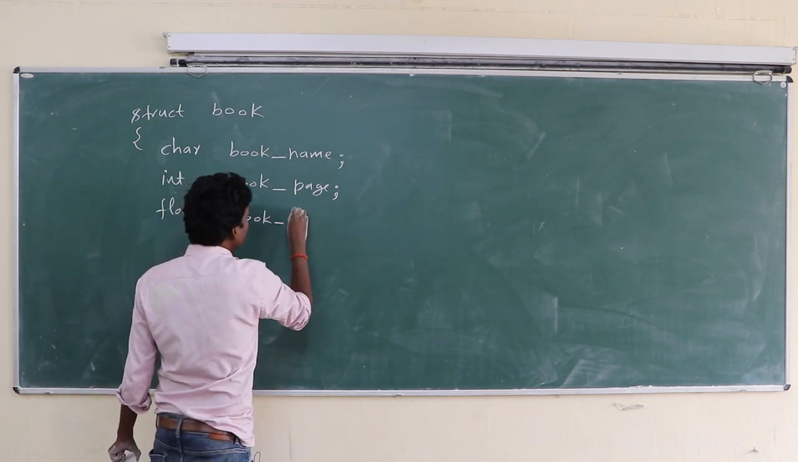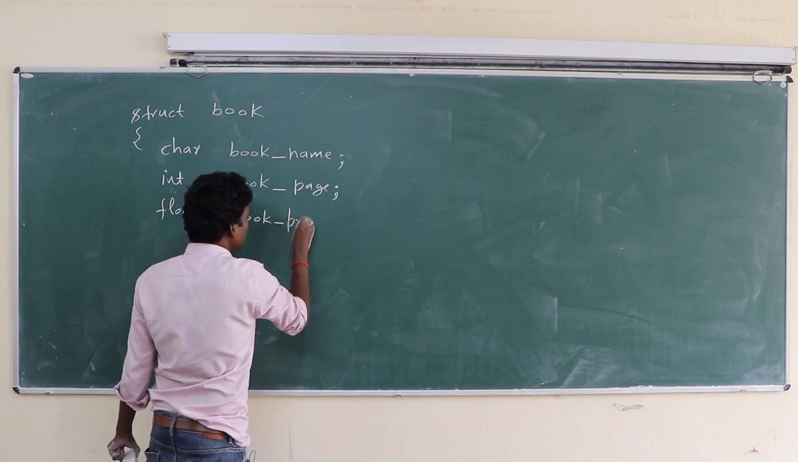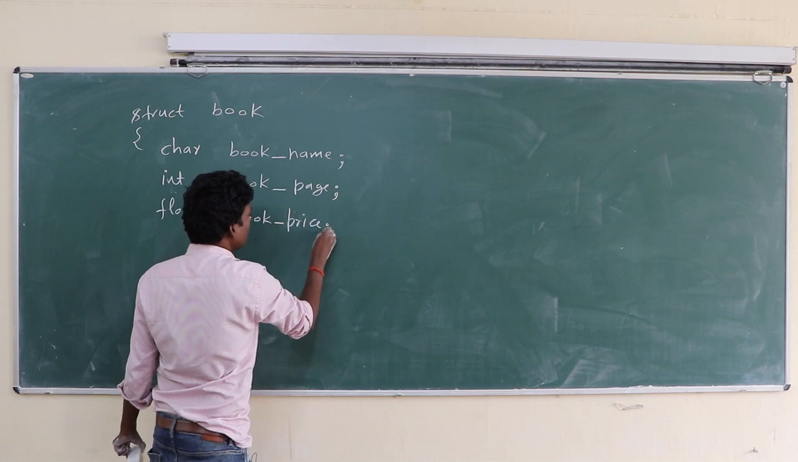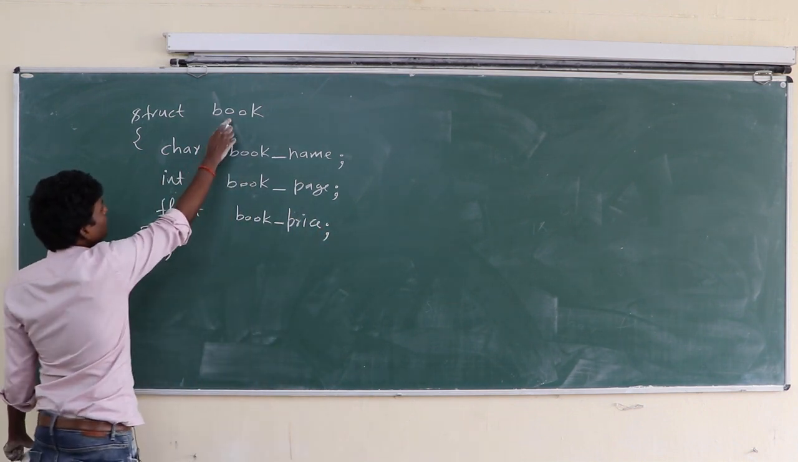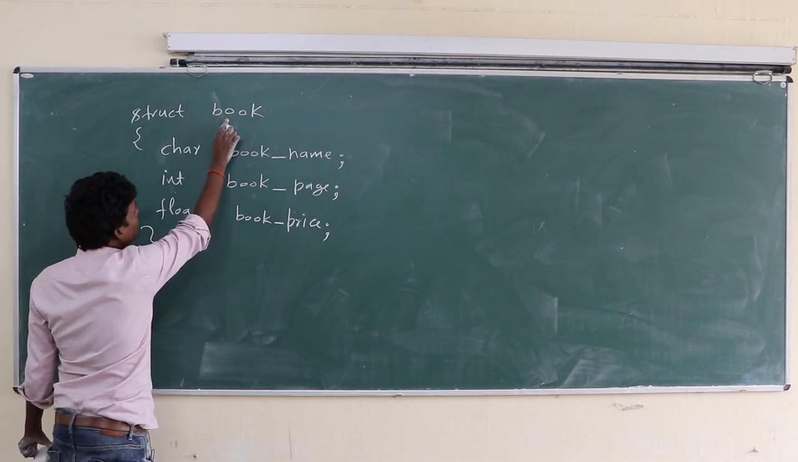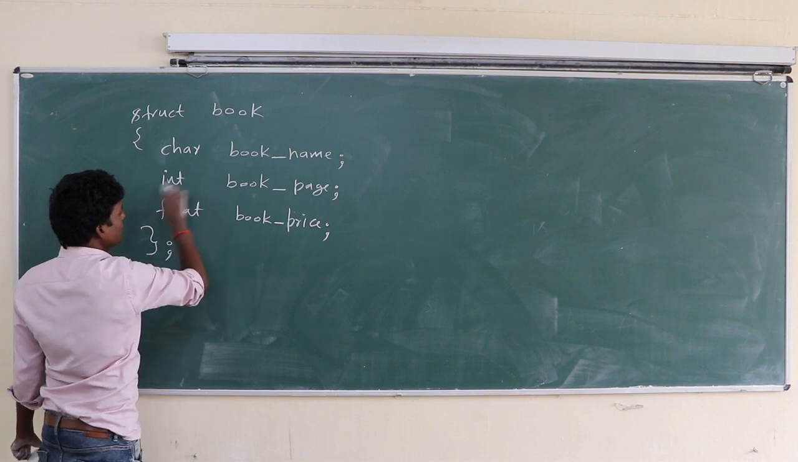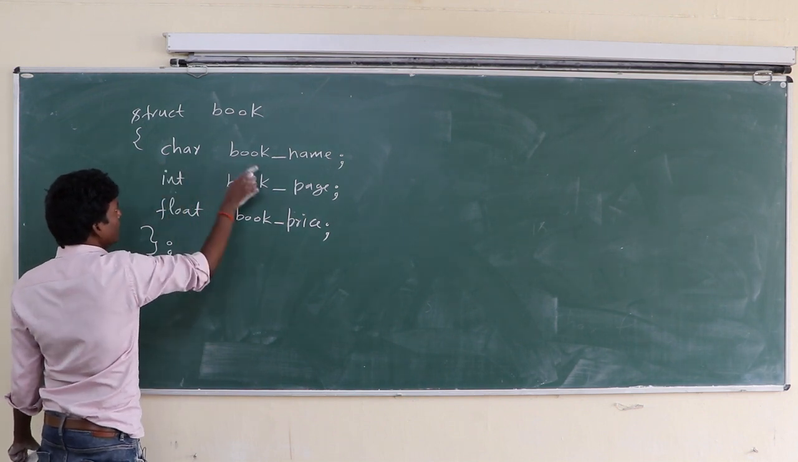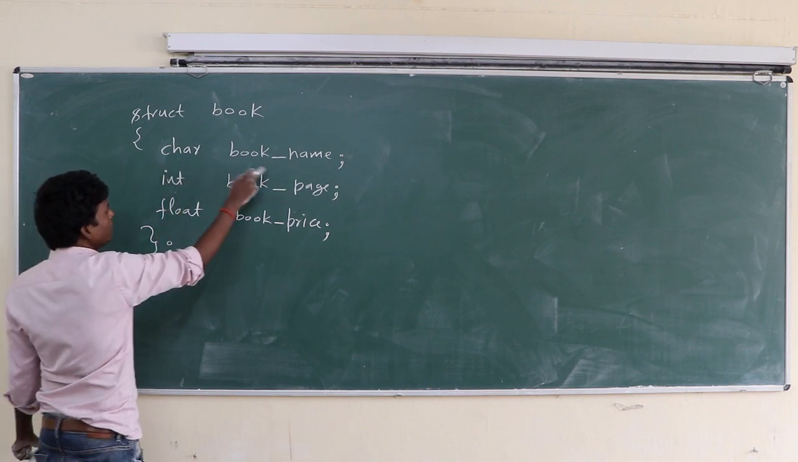Okay, book price, semicolon. So class, book is the name of the structure. These are the structure elements. There are 3 structure elements, or you can say there are 3 structure members. Okay class, this is the data type.